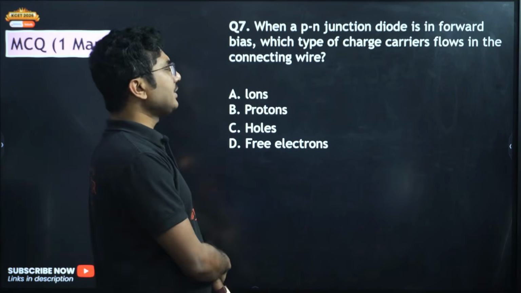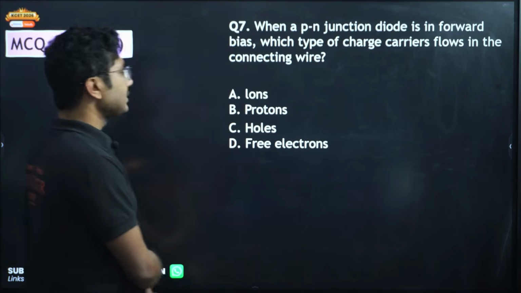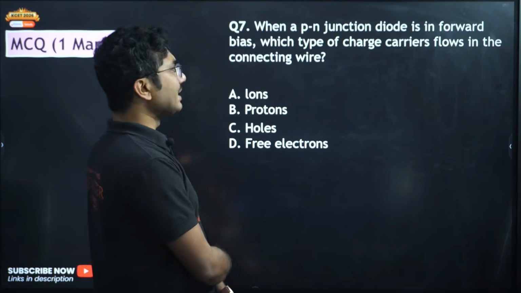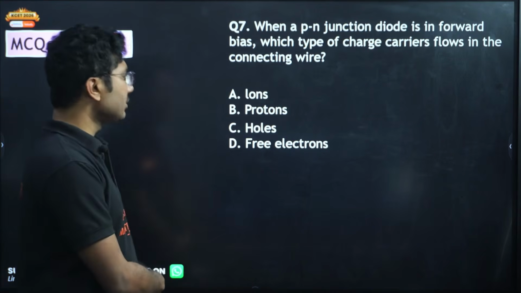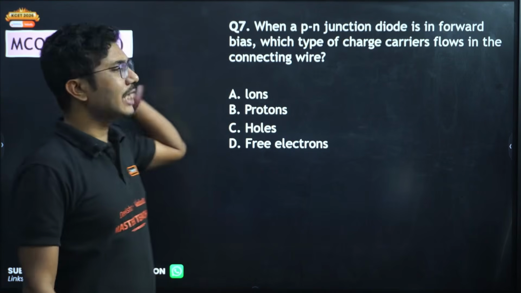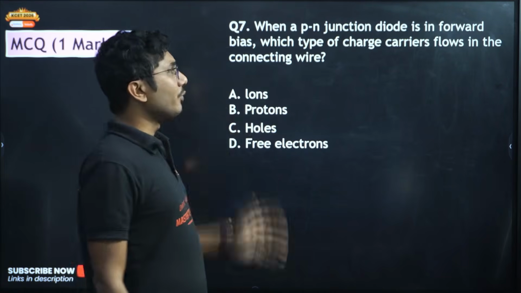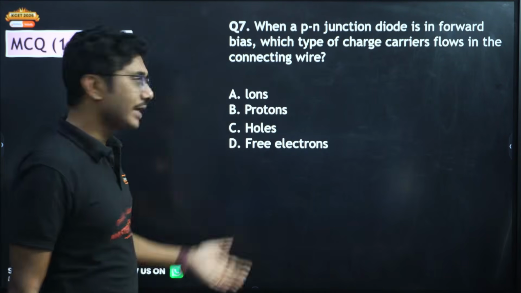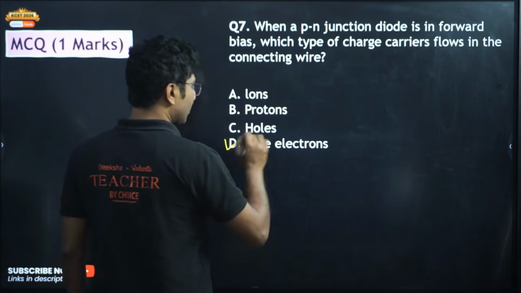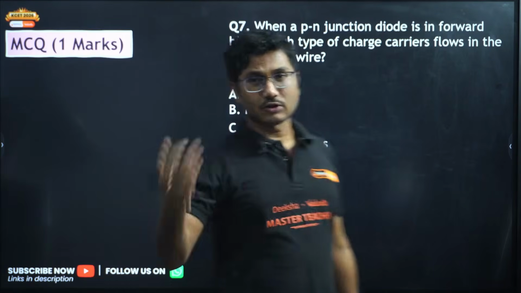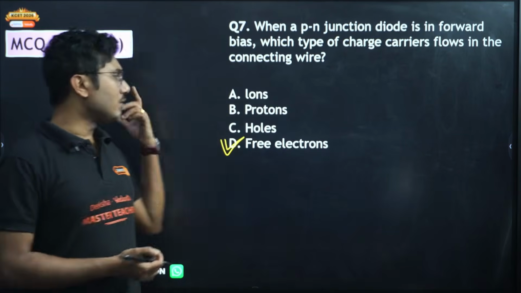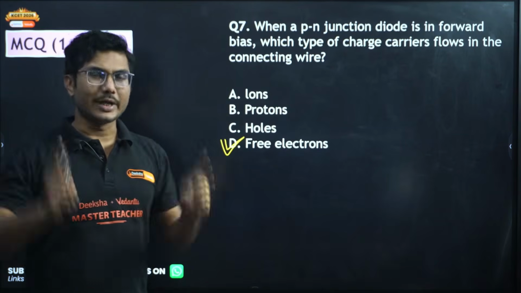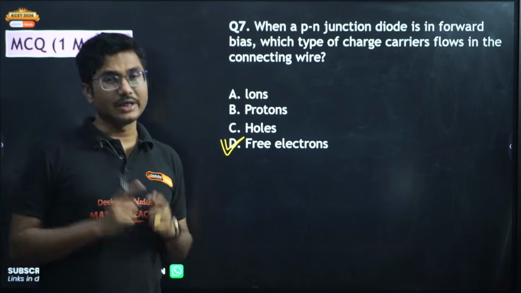When a PN junction diode is in forward bias, which type of charge carriers flow in the connecting wire? Ions, protons, holes, free electrons. So when a PN junction diode is forward biased, in the connecting wires, free electrons always flow, whether it is a PN junction, a P-type, or an N-type. Connecting wires will always have free electrons.